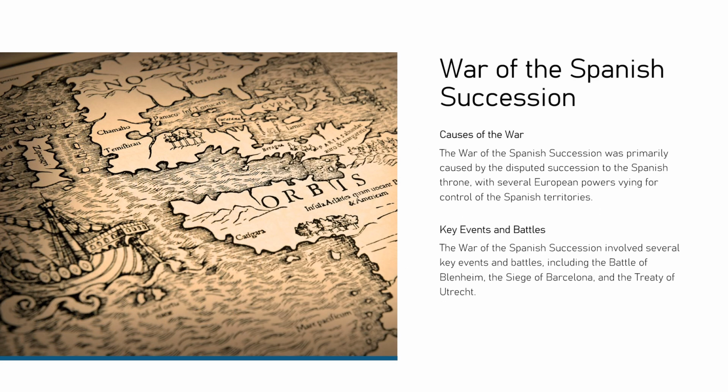War of the Spanish Succession. Causes of the war. The War of the Spanish Succession was primarily caused by the disputed succession to the Spanish throne, with several European powers vying for control of the Spanish territories. Key events and battles. The War of the Spanish Succession involved several key events and battles, including the Battle of Blenheim, the Siege of Barcelona, and the Treaty of Utrecht.